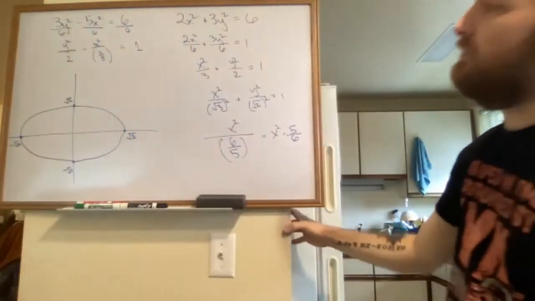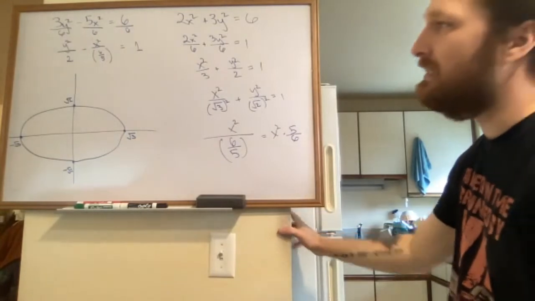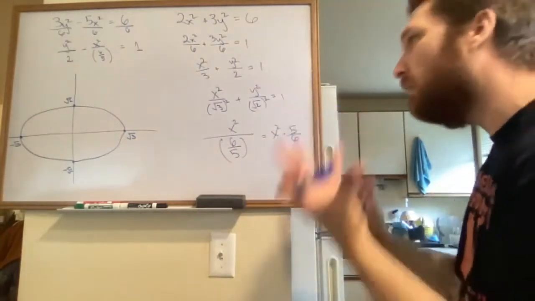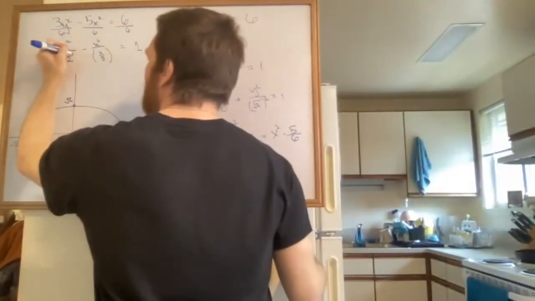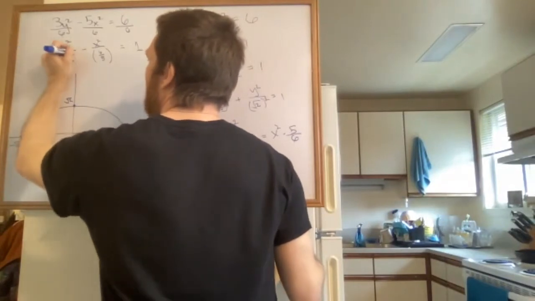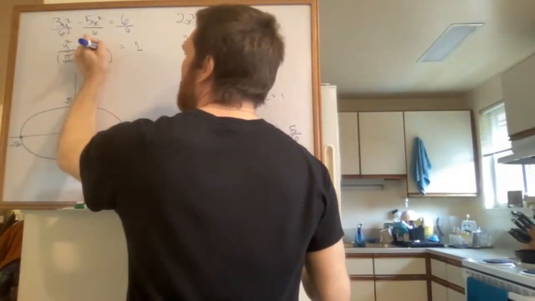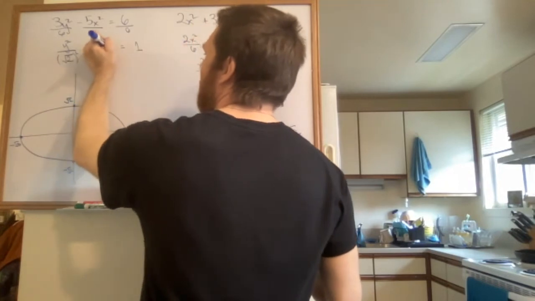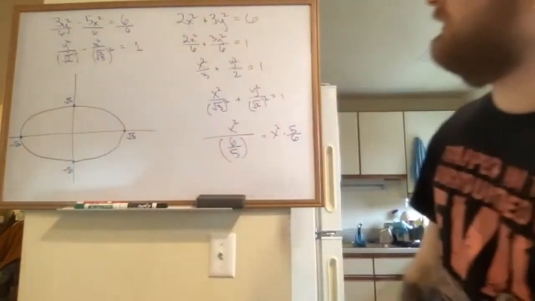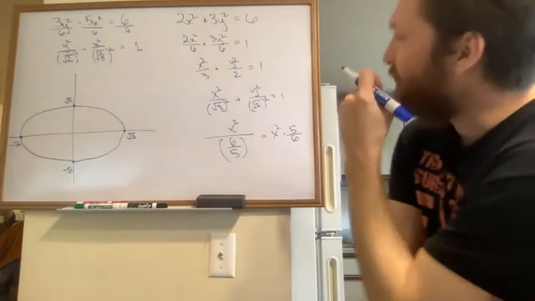Not quite in standard form yet. I can't really see where these things are going to go through. So why don't I go ahead and do this? Square root of that thing squared, square root of that thing squared. Okay. That looks good.